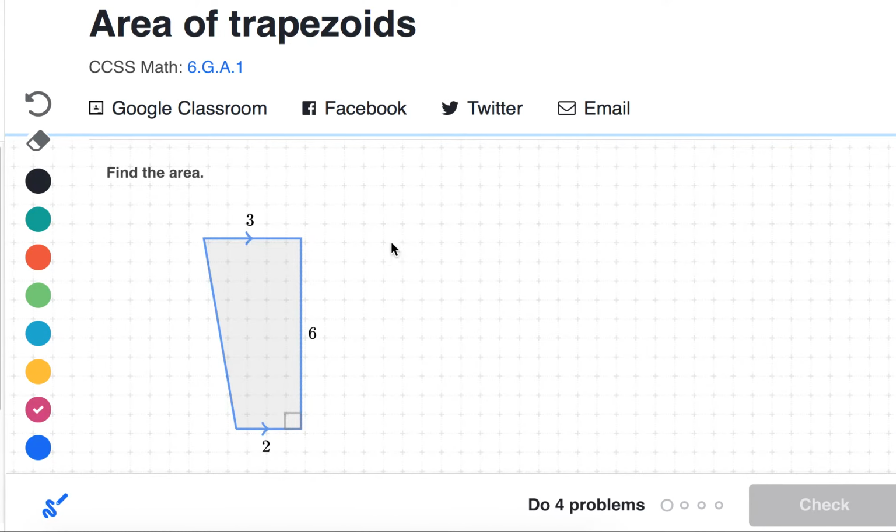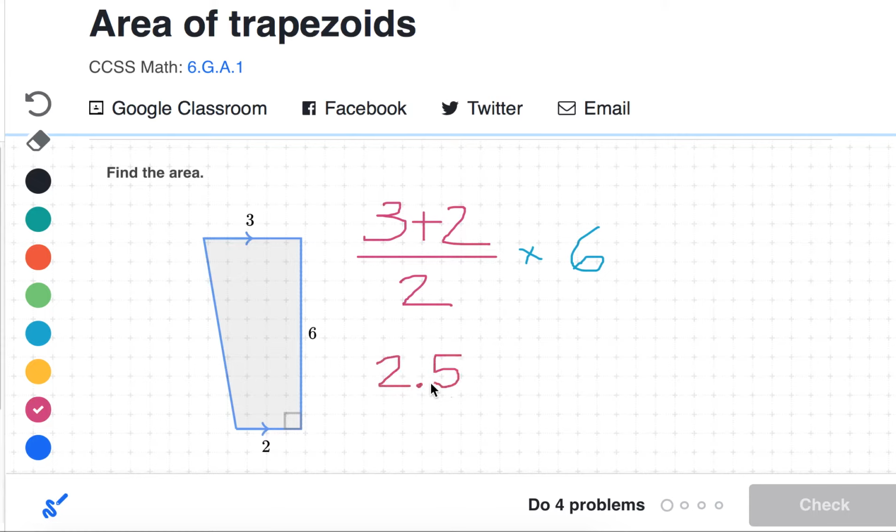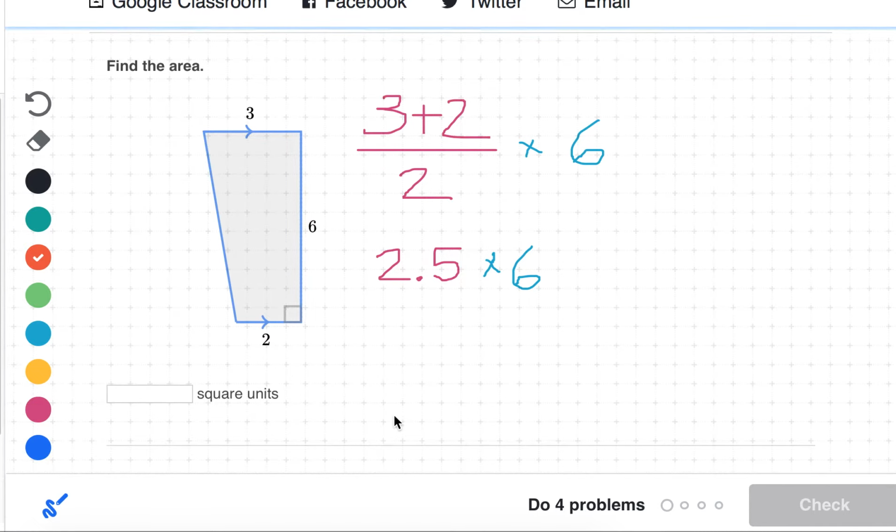So we're going to just plug these ingredients into our recipe. We get 3 plus 2 divided by 2 times 6. 3 plus 2 is 5, divided by 2 is 2.5. Notice that 2.5 is halfway in between 2 and 3. That's another way to find the average of two numbers. And we get 2.5 times 6, which is 5 times 3, which is 15.